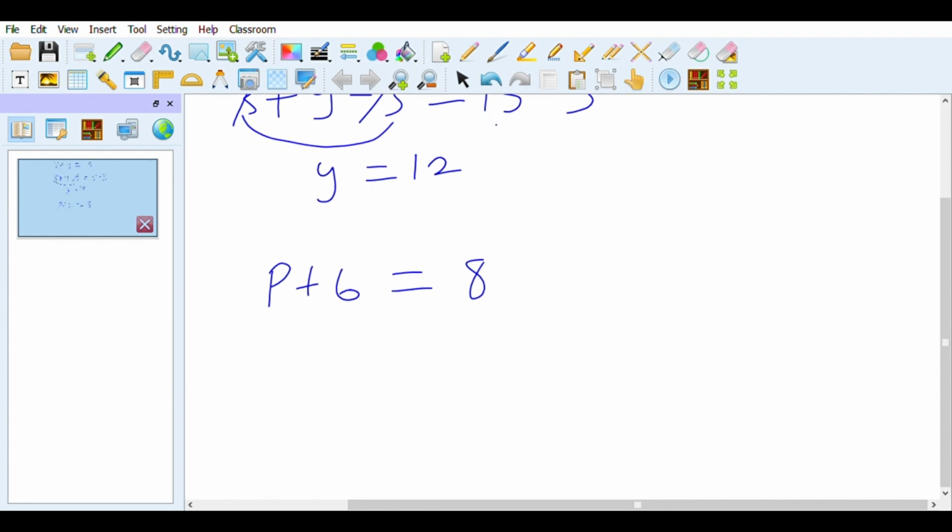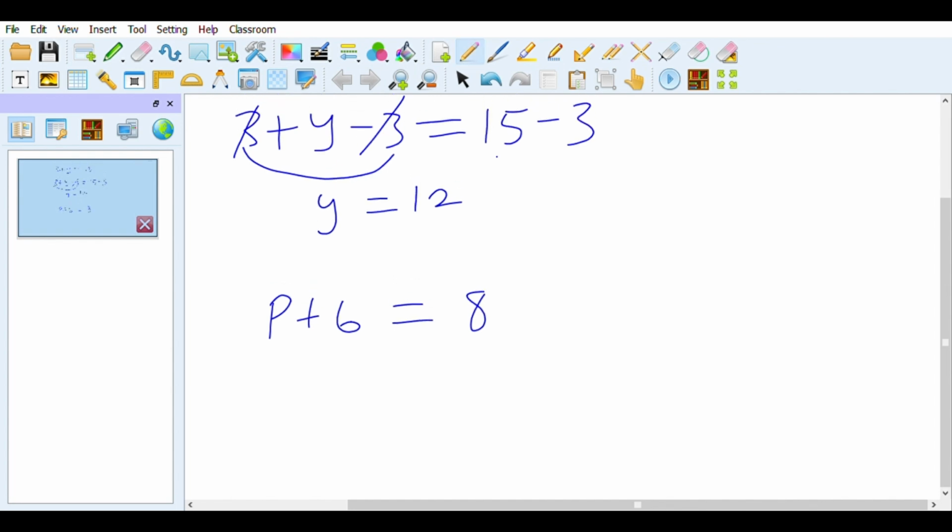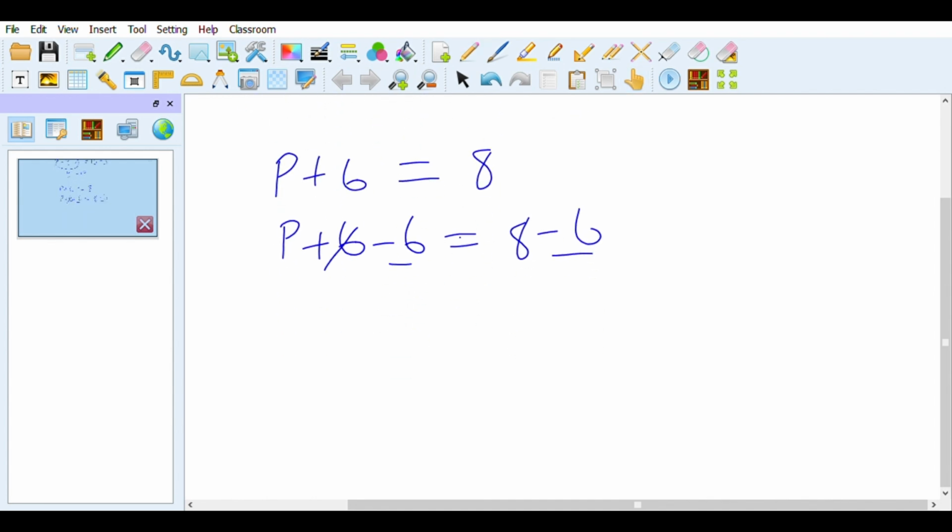So by now we should know what we're supposed to do. We have a plus 6. So if we remove this plus 6, P will be left alone. So to remove plus 6, we subtract 6 from both sides. So we have P plus 6, we subtract 6, and then 8, we subtract 6. What we do to the left hand side, we do to the right hand side. So 6 minus 6 is 0. We're just left with only P, which is what we want. 8 minus 6 is 2.